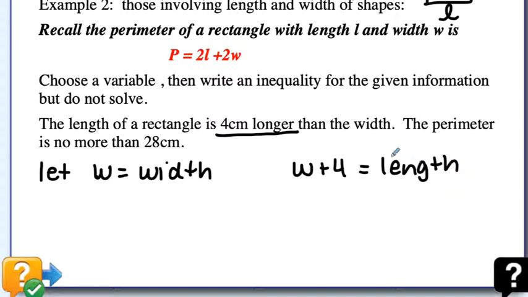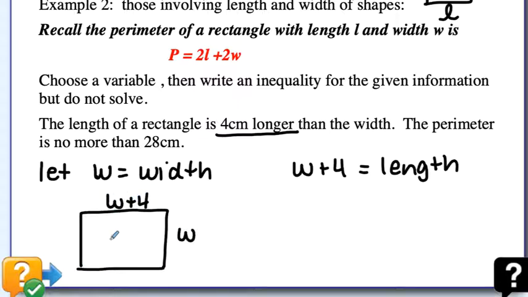Now we want the perimeter of this. I'm going to draw a picture of it, because every time I have a rectangle, it makes it a little bit easier for me if I can see a picture of it. We want P to be no more than 28 centimeters, so we need the perimeter to be less than or equal to 28.